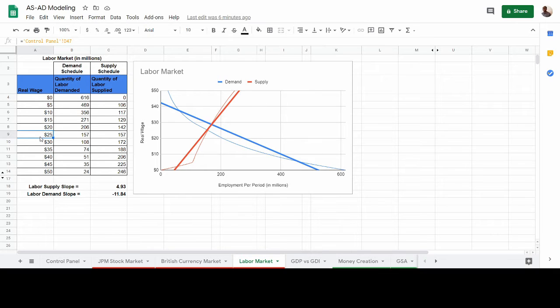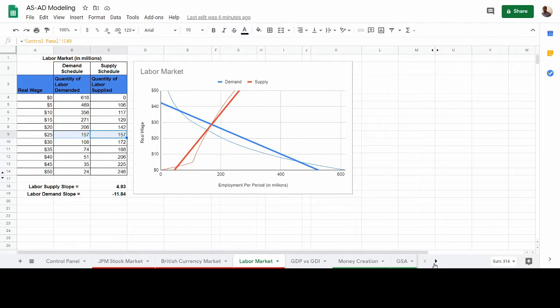So for our fictional economy here, a real wage of $25 an hour gives us the equilibrium level of employment of 157 million people. So at equilibrium at $25 an hour in real wages, that is a wage with the effects of inflation and deflation stripped out, we see that 157 million people are sustained in the economy. The natural level of employment for our economy is 157 million. So what do we do with that?